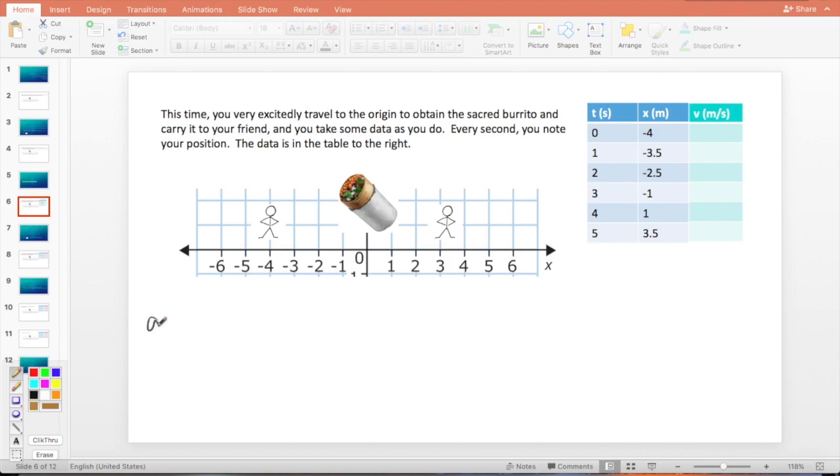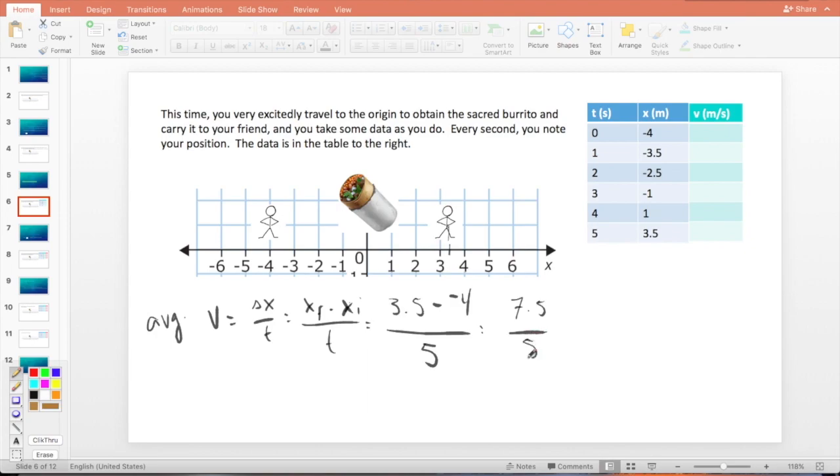So if I wanted the average velocity, so your velocity for the entire trip is 3.5 minus -4, 7.5 divided by 5. 1.5 meters per second was your average velocity. Notice this is a velocity because it's positive. This is telling us you went to the right. But notice that from this data, we could actually calculate some instantaneous velocities, the velocity as you go. And your velocity at time 0 is going to be 0 because you're just standing still, you haven't moved yet.